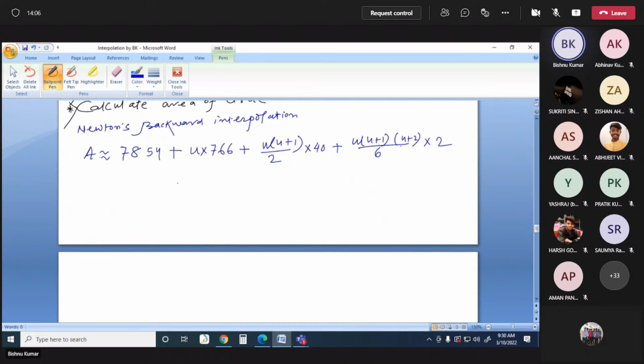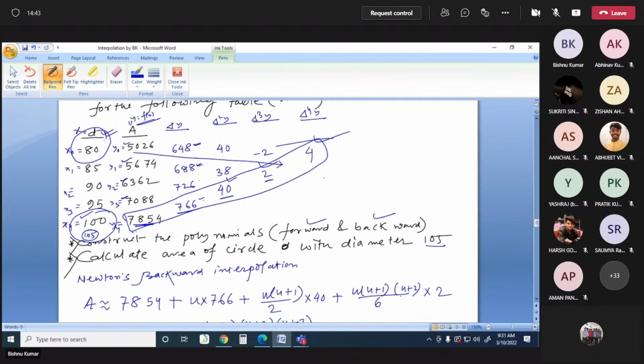So that will be u plus 1, u plus 2, u plus 3 by factorial 4. What is the factorial 4 value? Factorial 3 is 6, factorial 4 is 24. That is factorial 4, into the last value 4.